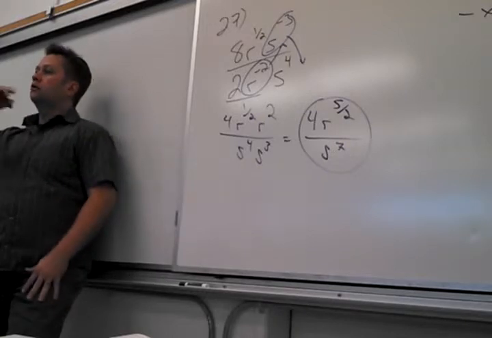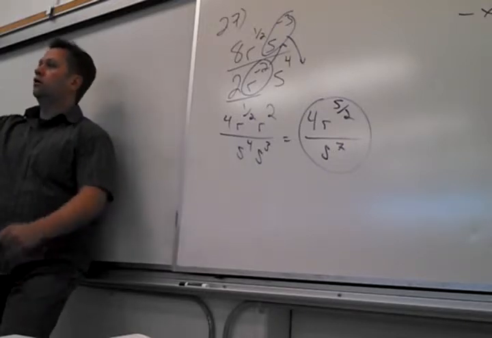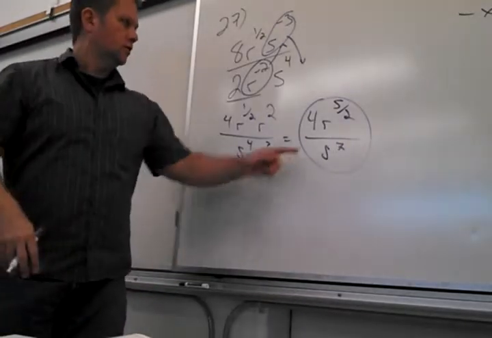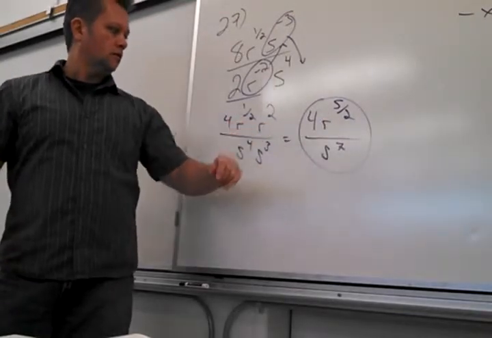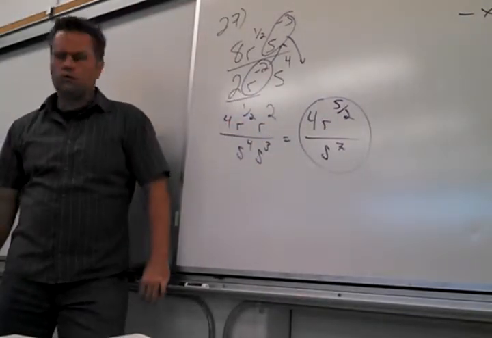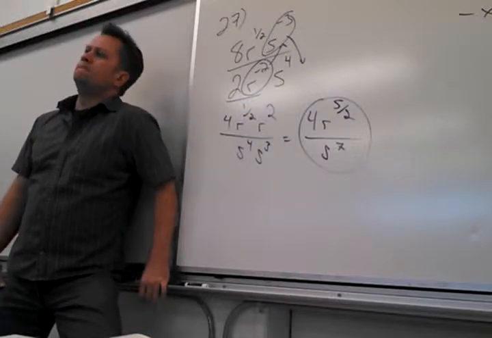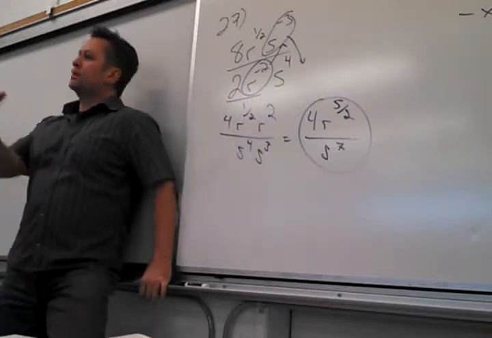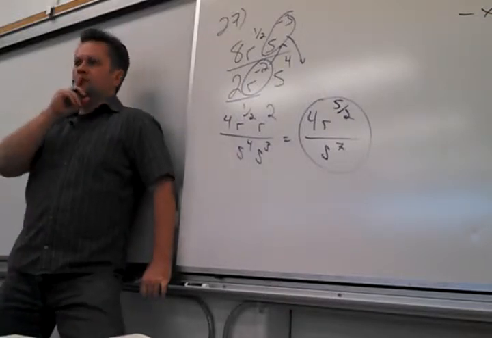How do we get the 5 halves on the top? I know it's 1 squared times 2, or 1/2 times 2. If you add them? Yes, of course you do. Oh, I see it now. Good. So it's 2 times.